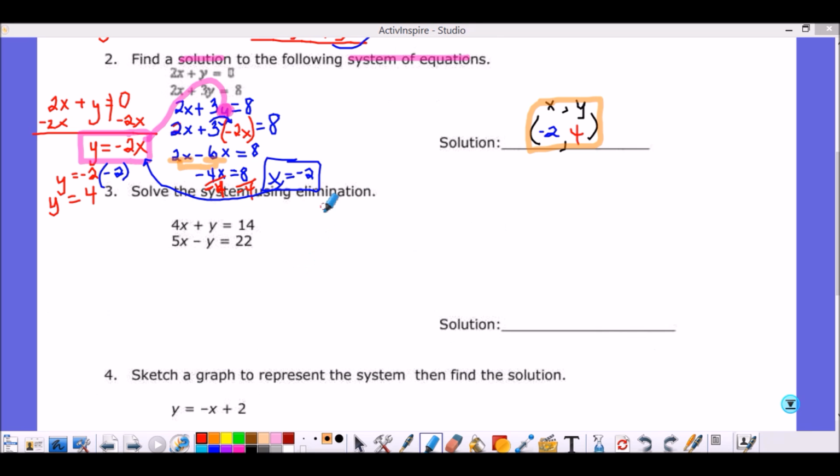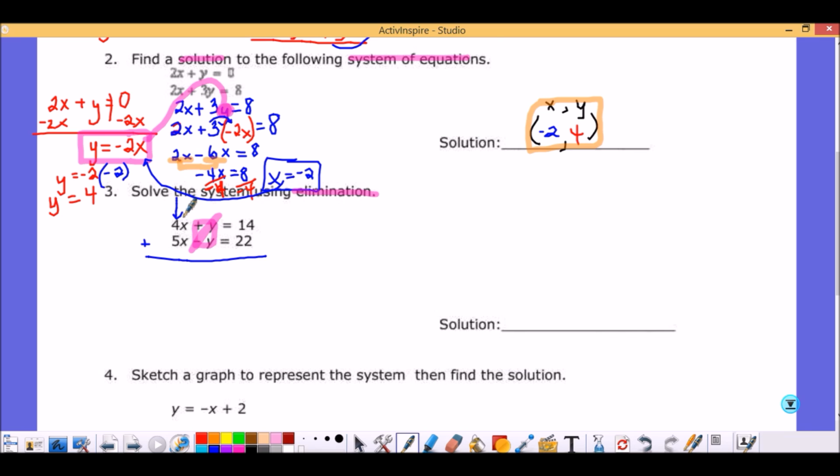Problem number 3, we're going to use elimination. Now remember, to use elimination, the rules of the game are that the coefficients have to be the same. One is positive and the other one is negative. That way we can wipe out my y. Notice in this problem, my y wipes out because I have positive y and negative y. So then now I'm ready to just add straight down each column.